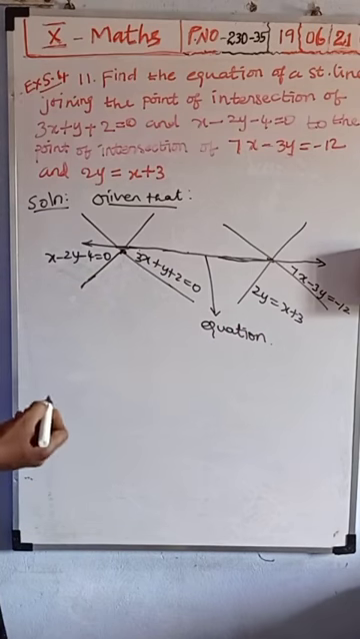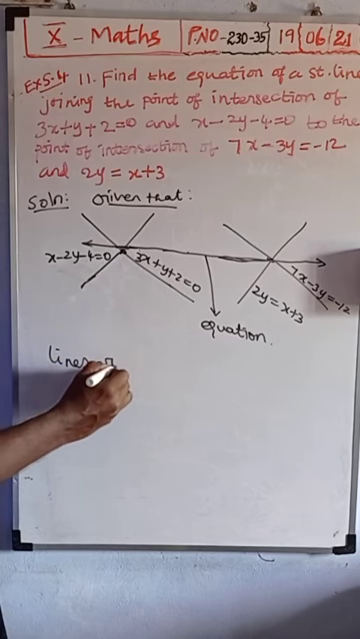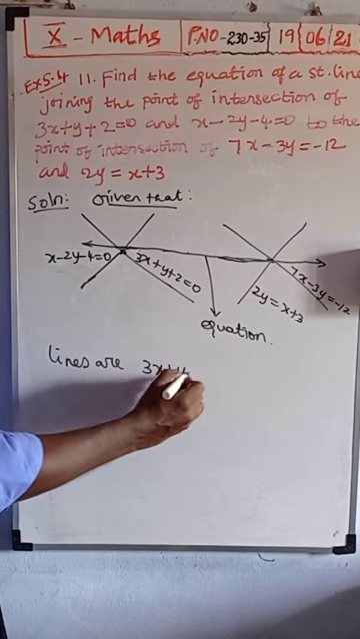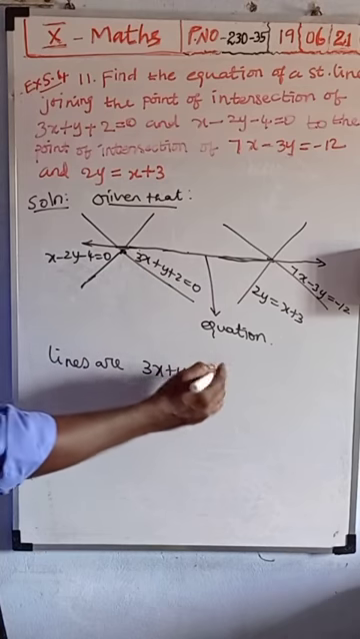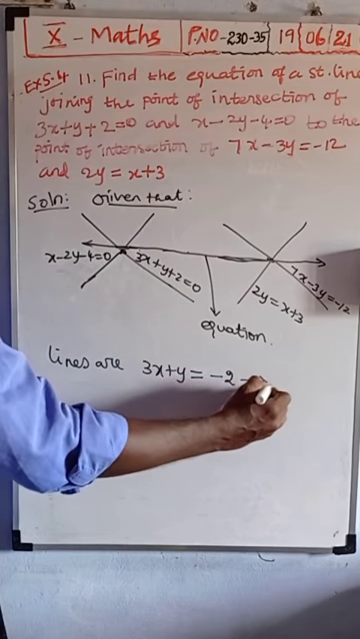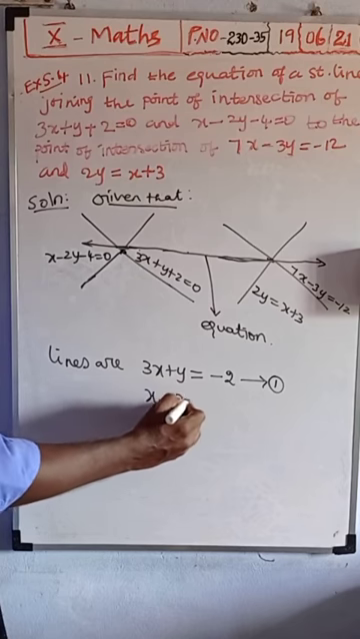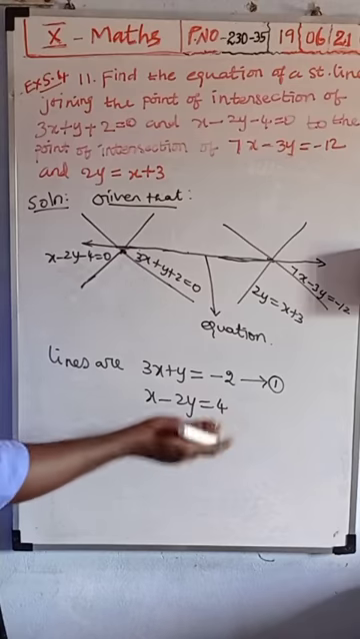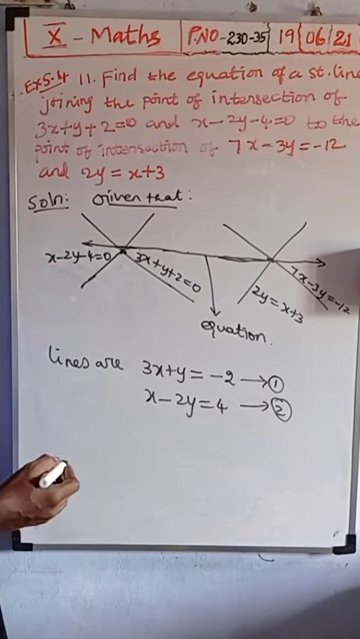Now see, take the first line. The lines are, first, 3x plus y equal to plus 2; plus 2 that side goes, so minus 2. This is equation 1. Then the next equation, x minus 2y is equal to 4; minus 4 that side goes, plus 4. This is equation 2. So you solve equations 1 and 2.